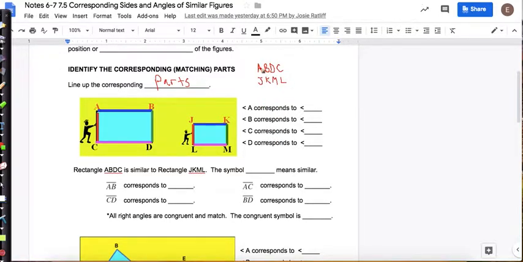So what we can do is line them up, even though they have the same orientation here. We'll line them up so I can show you the strategy. So this means that angle A is the same as J because these are similar figures and their angles are exactly the same. So B goes with K, D goes with M, and C goes with L.